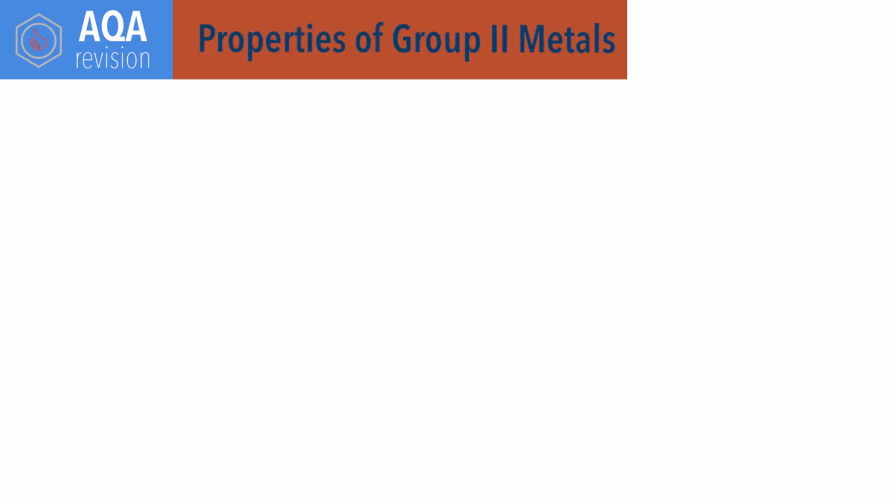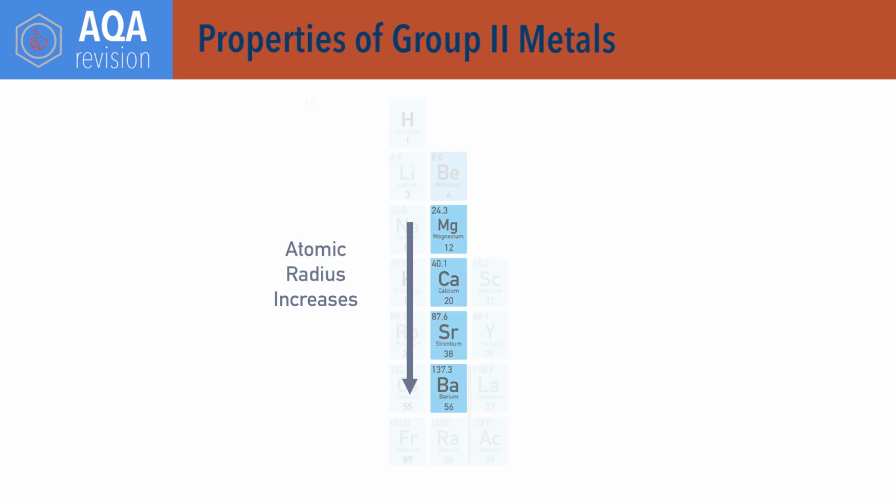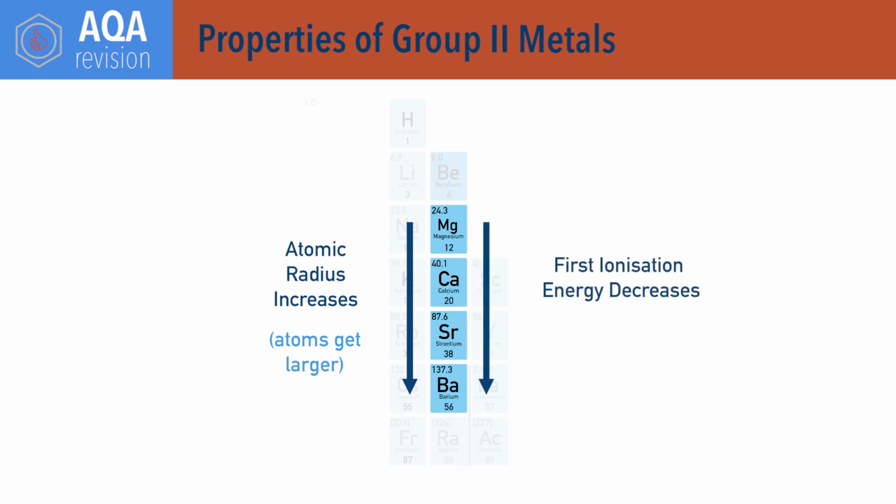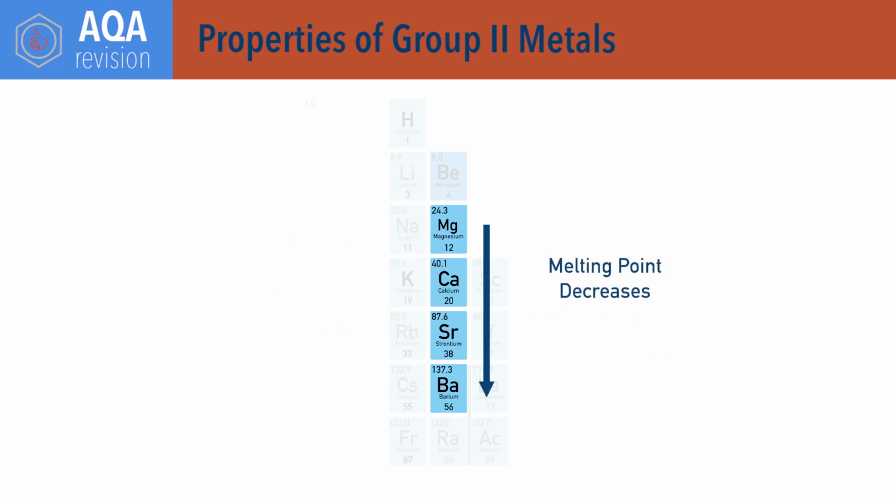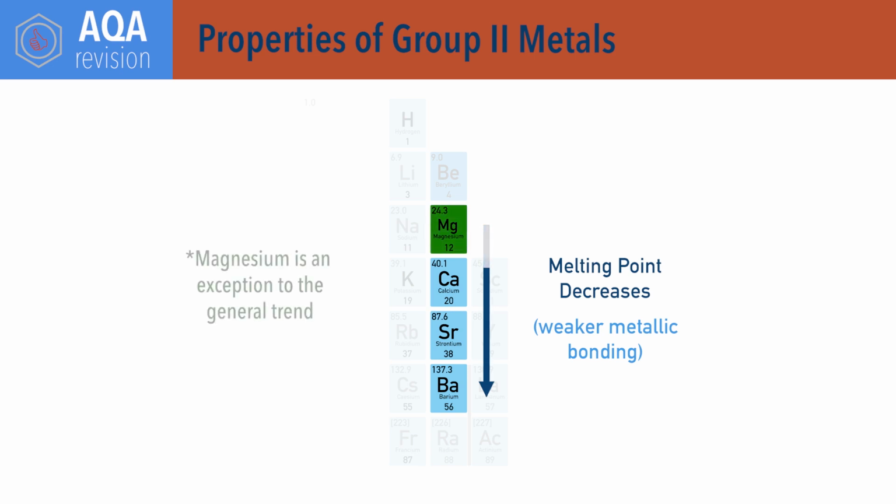Atomic radius of the group 2 metals increases down the group. The atoms get larger. The first ionization energy of the group 2 metals decreases down the group. This tells us that it gets easier to remove an electron from an atom of each metal as you go down the group. As a trend, melting point decreases down the group due to weaker metallic bonding. Magnesium is an exception to this trend.